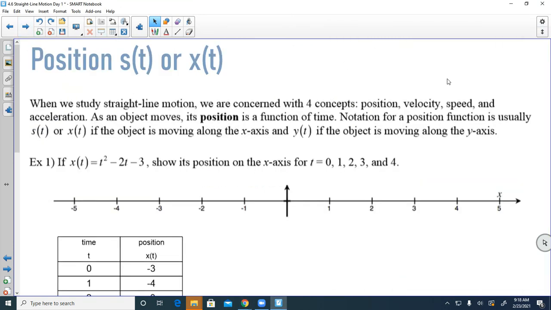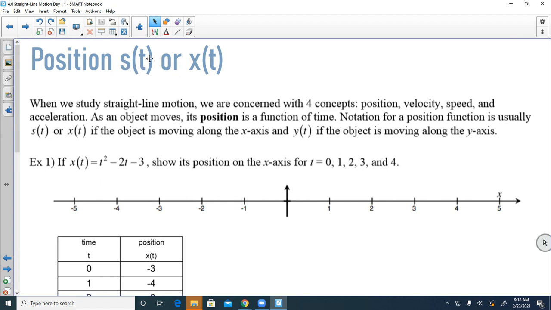The first thing that we'll look at is called position. When we study straight line motion, we're concerned with 4 concepts: position, velocity, speed, and acceleration. First we're going to talk about position. It's a function of time. So that's what this s of t means. It means that we're looking at position after a certain amount of time.